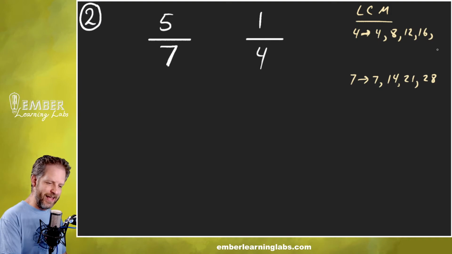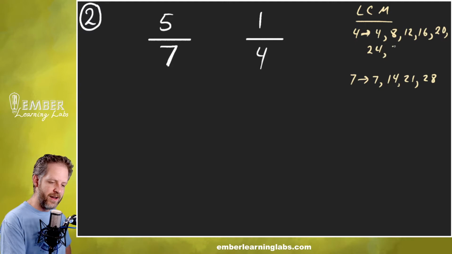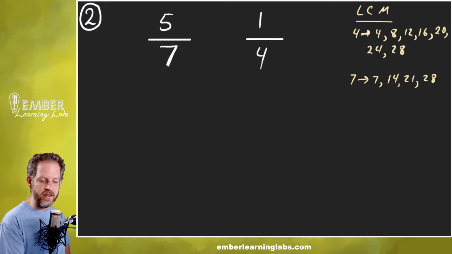I tend to do that at that point. I don't know why I shift into 2s when I'm counting by 4s. So how about 20 and then 24 and then 28. So the smallest one that matches is that one.